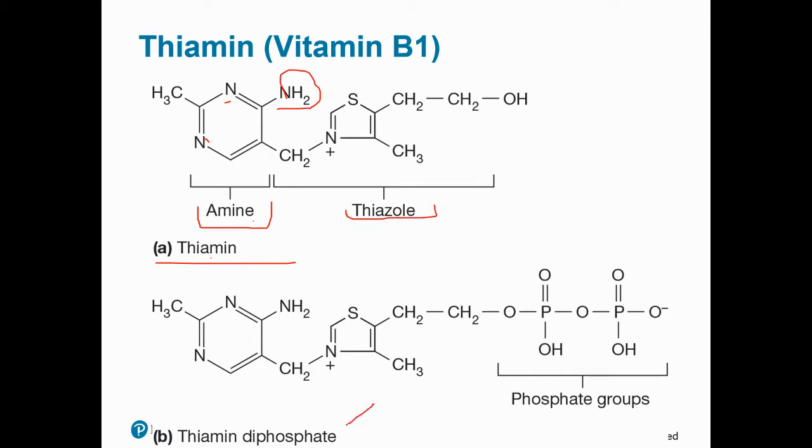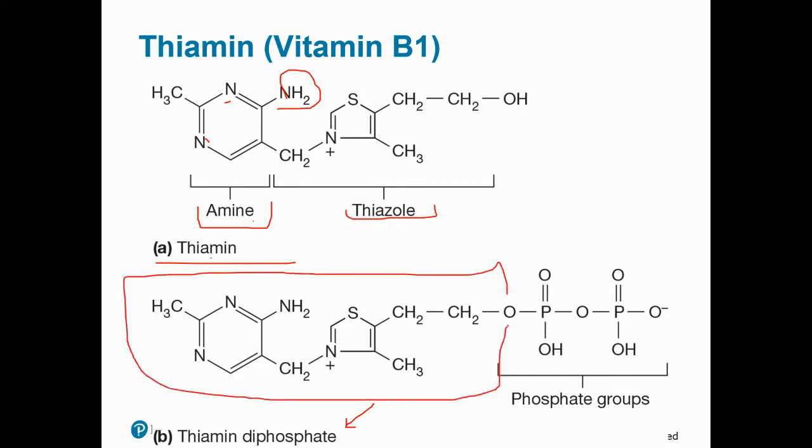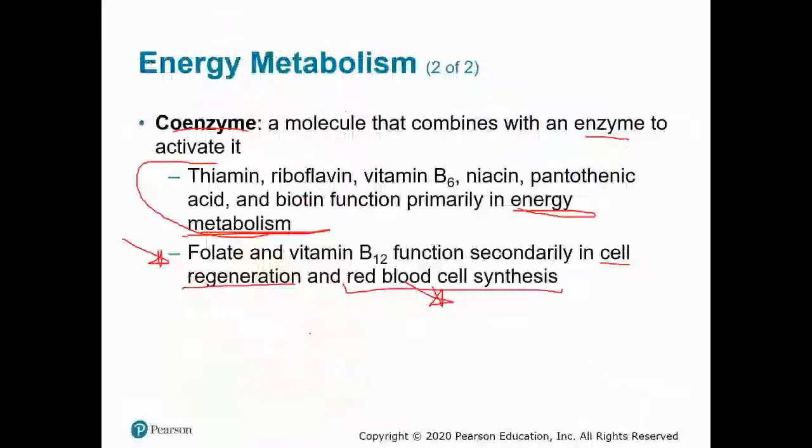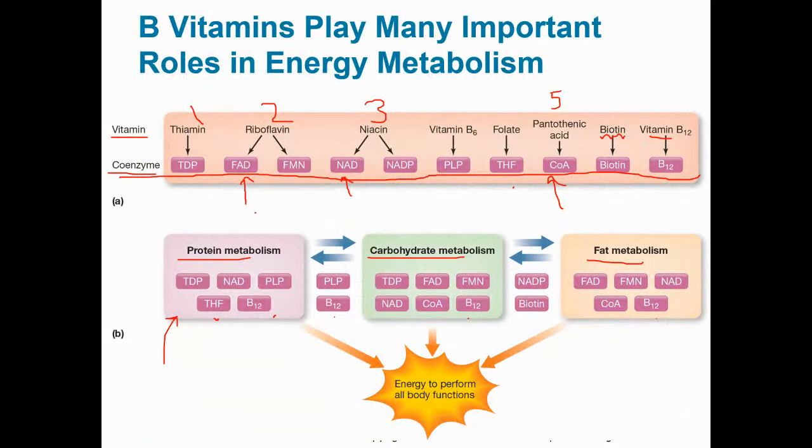And then down here is showing thiamine diphosphate. So again, you can see here is the basic thiamine backbone. And then it's thiamine diphosphate, right? So di meaning two, phosphate meaning phosphate groups. So you have these two phosphate groups attached to the thiamine backbone. And then again, thiamine diphosphate is abbreviated TDP. Pretty straightforward, right? Thiamine diphosphate.